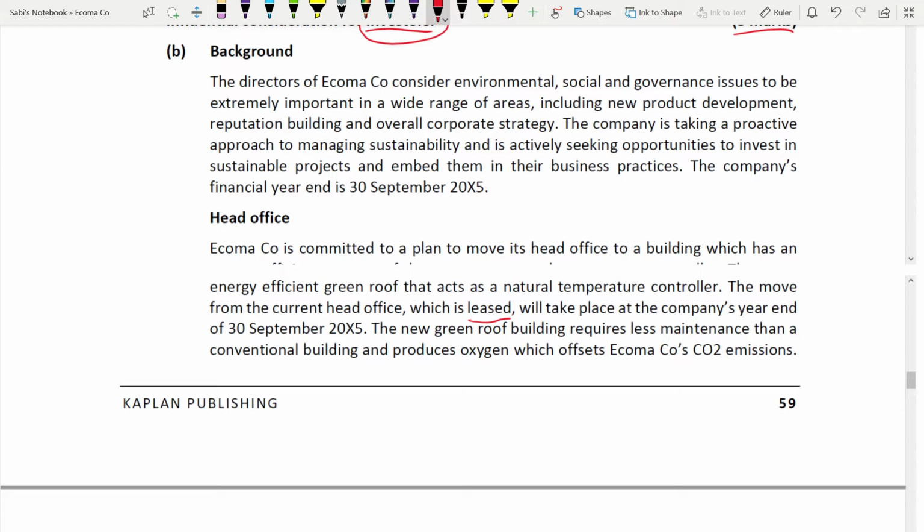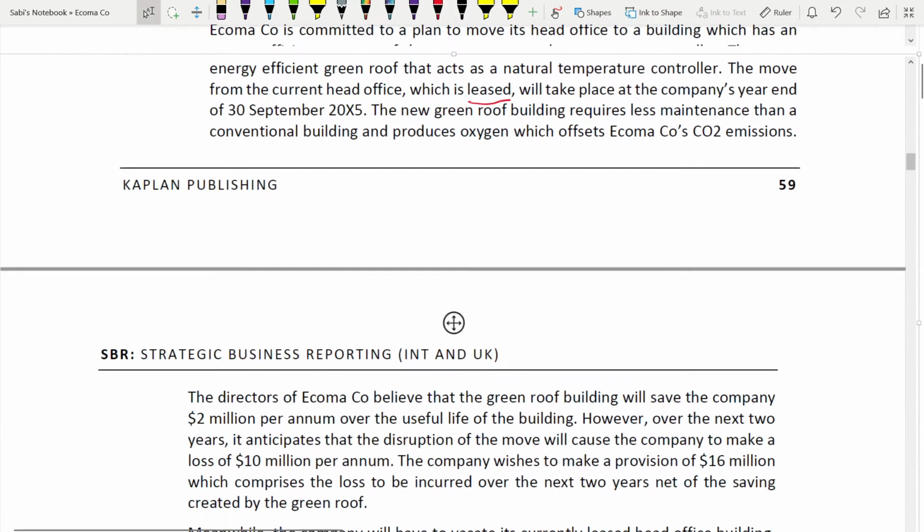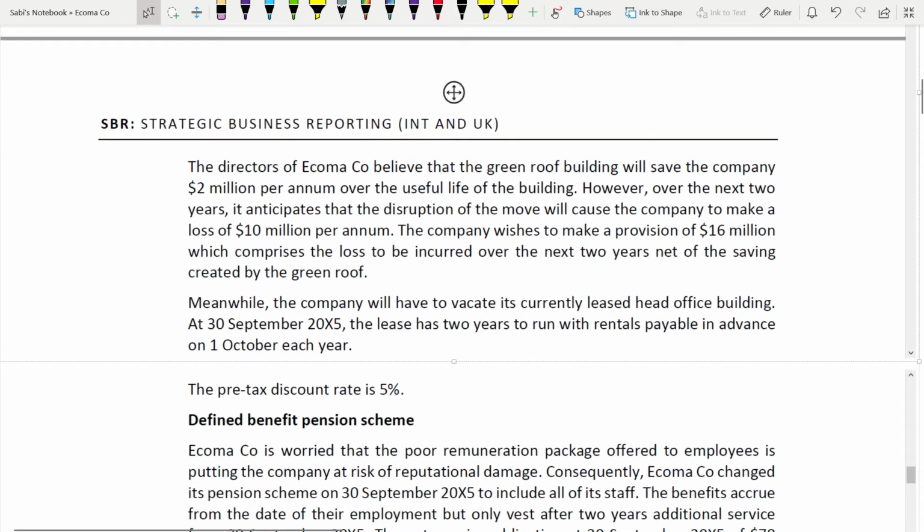The new green roof requires less maintenance than the conventional building and produces oxygen which offsets emission. The directors believe that the green roof will save the company 2 million per annum. By moving to the new head office which has a green roof building, 2 million per annum, that means per year 2 million over the useful life of the building.